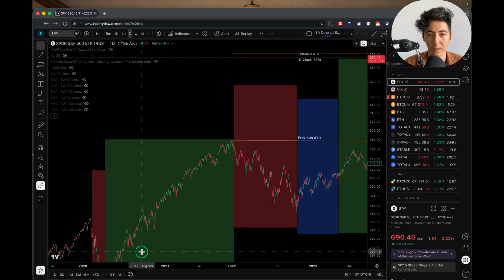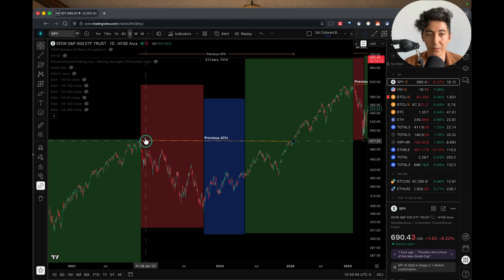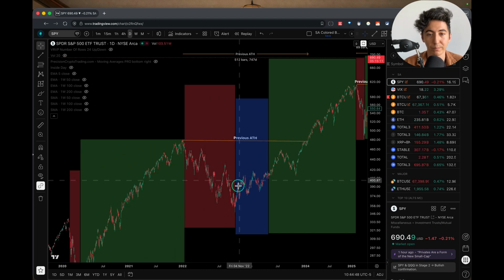So we have our trending phase, and then we went immediately into a decline phase. So instead of having a very clear distribution phase, we went straight into a decline. And then we based, and then we went up.